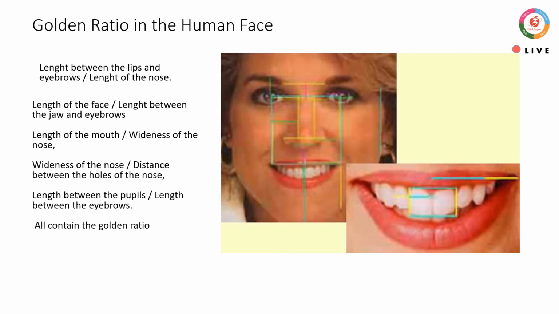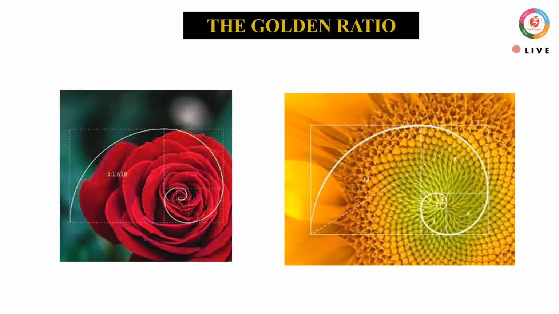In the human face also, most of the beautiful faces will have the golden ratio. You will find the golden ratio automatically existing between the teeth, between the lips and the length of the lips, and between the pupil and the face length, the eyebrows, all contain the golden ratio. I told you, wherever there is beauty, there is a golden ratio.